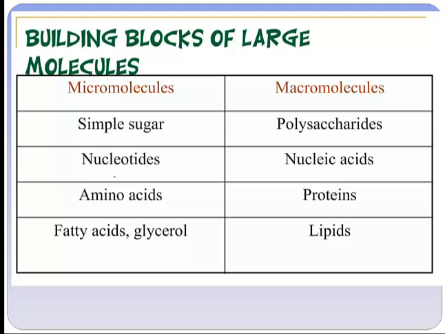So when we look at these large macromolecules, they're basically built from smaller molecules joined together. So simple sugars make up polysaccharides or carbohydrates, which we're going to talk about today. Nucleotides are smaller molecules that build together to produce nucleic acids. Amino acids are small molecules that build together to produce proteins. And lipids are a little bit different, but they are a combination of fatty acids and glycerol.